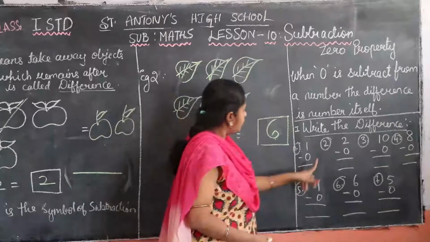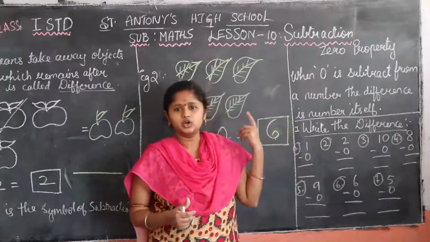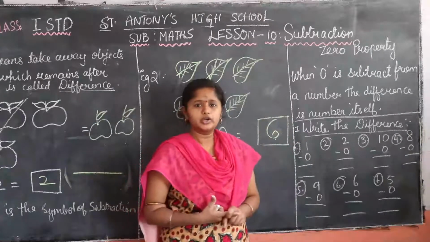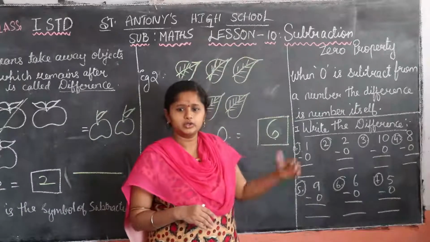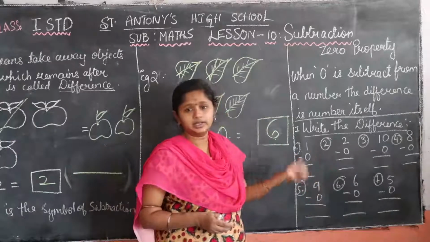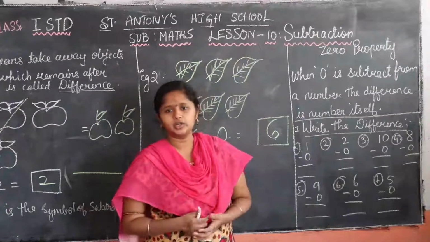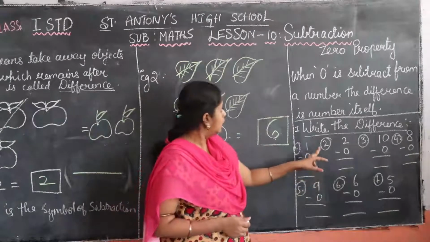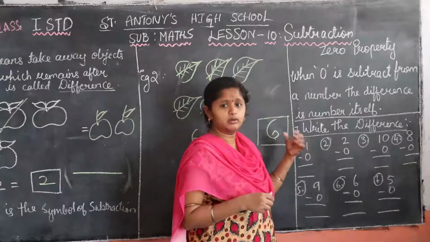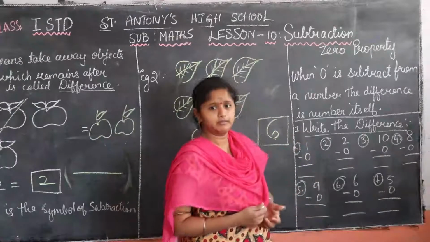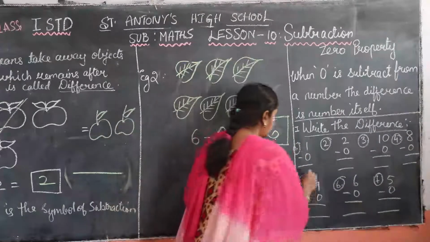So here, children, 1 minus 0. For example, you got 1 chocolate from your father. Okay, and your father said, don't eat it now, eat it later on. But you didn't eat it. So how much will be left? You will be left with the same 1 chocolate only. Yes, no, children? So 0. Any number you subtract by 0, the number will be the same. Yes. So 1 minus 0 is 1.